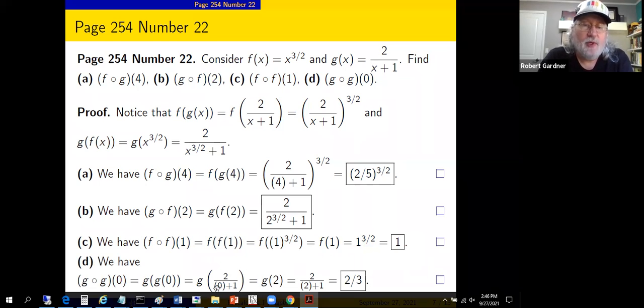Part D wants g of 0. Okay, this one's a little more interesting. G composed with g, evaluated at 0, g of 0. So we'll evaluate g of 0. Go up to the g function, plug 0 in for x. That'll give us 2 over 0 plus 1. 2 divided by 0 plus 1. That's just 2. And that goes into the g function. Well, the g function takes that input and gives us 2 divided by input plus 1. The input this time is 2, giving us 2/3.